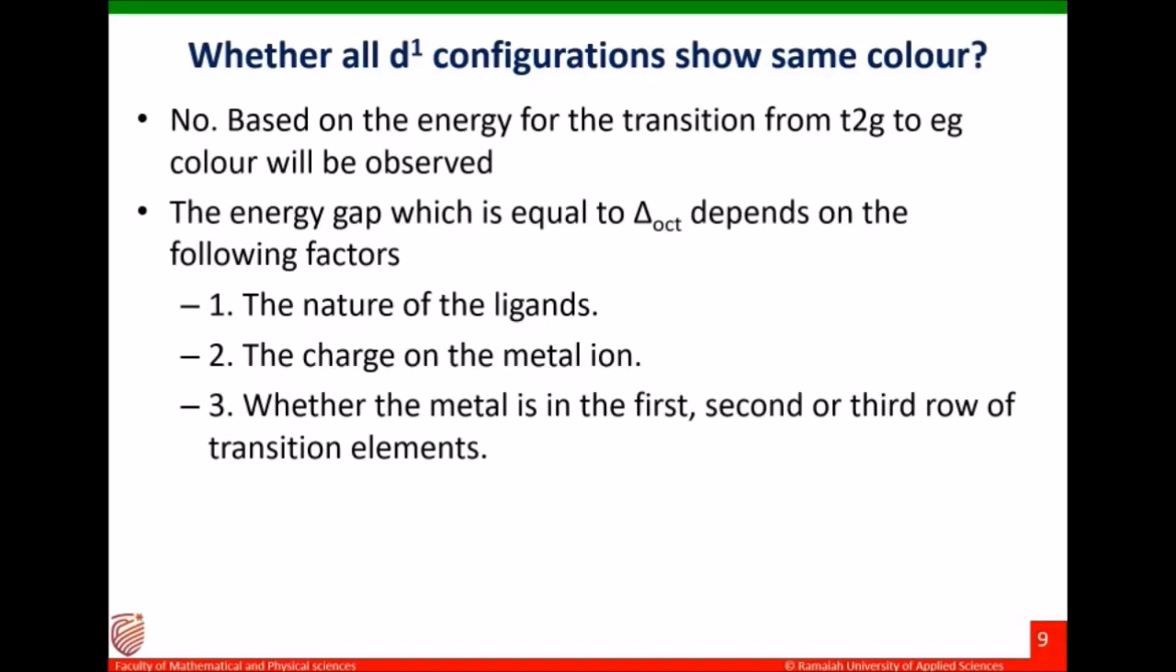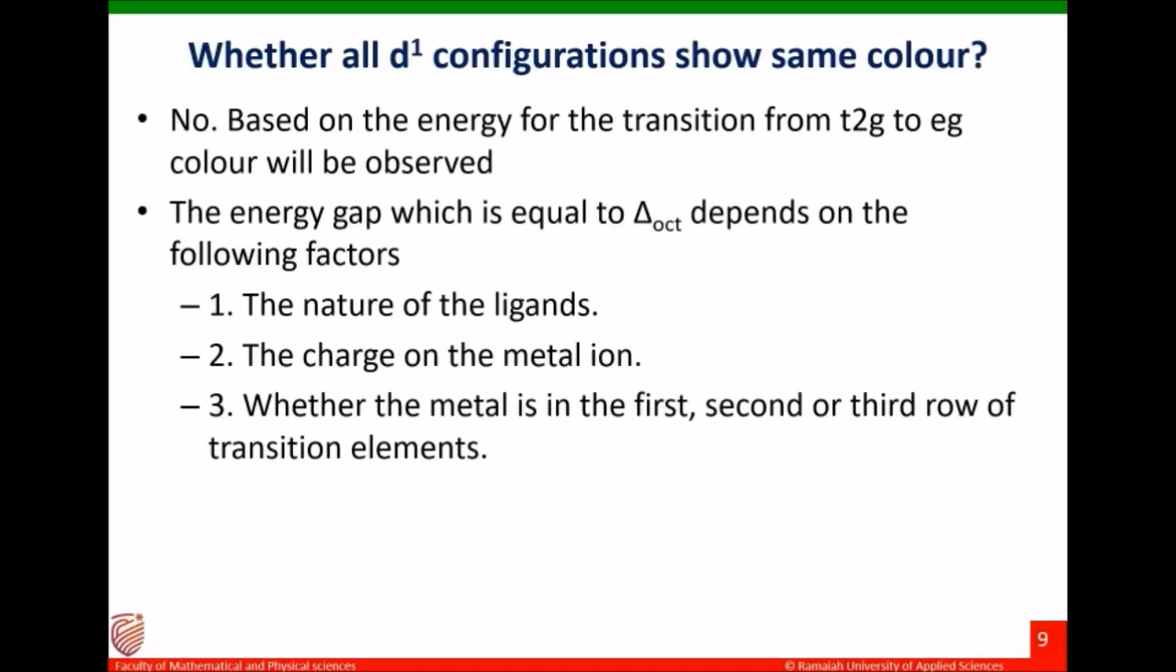Do all d1 configurations show the same color? No. Based on the energy of the transition from T2G to EG, the color will be observed. That means if that energy difference is different, then the color also will be different. The energy gap, which is delta octahedral, depends on the following factors. Nature of the ligands: if the ligand changes, color also will change. The charge on the metal ion: for example, chromium ion Cr3+ will show one color, Cr2+ will show another color. So if the charge of the metal ion changes, color also changes.